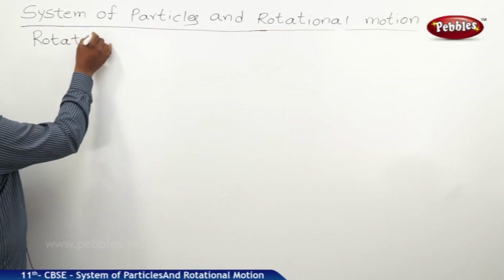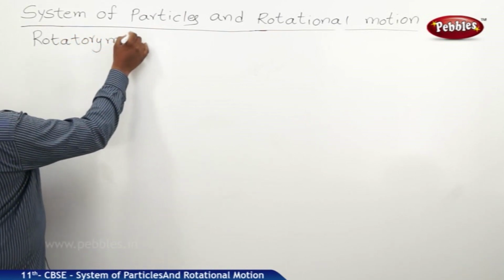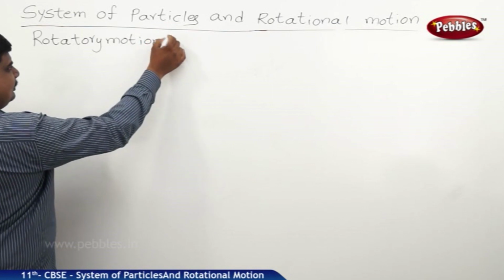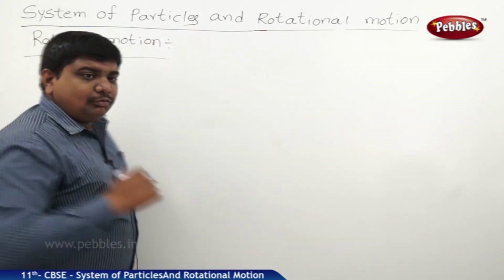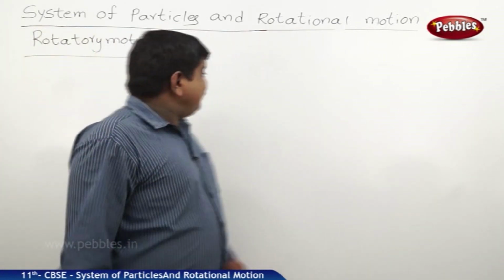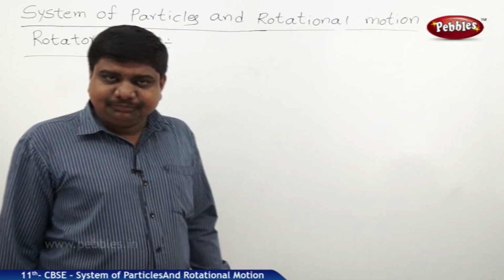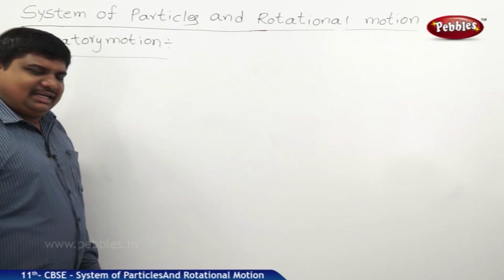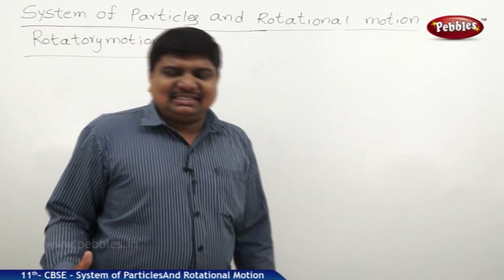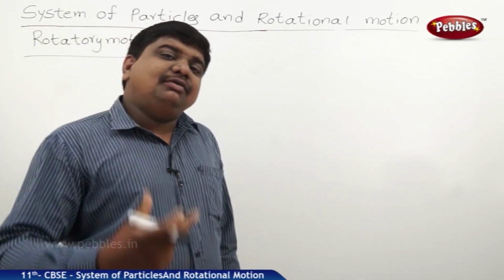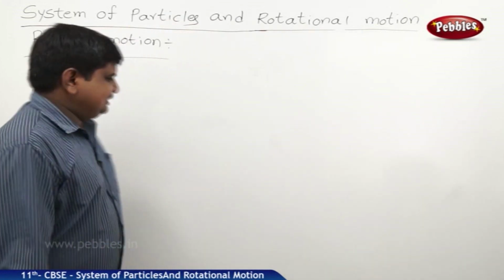The introduction of this rotatory motion was given while we started this chapter, but in detail we should discuss the physical quantities that are associated with the rotatory motion here. So we know that in rotatory motion, all particles will move around a fixed axis or fixed point.